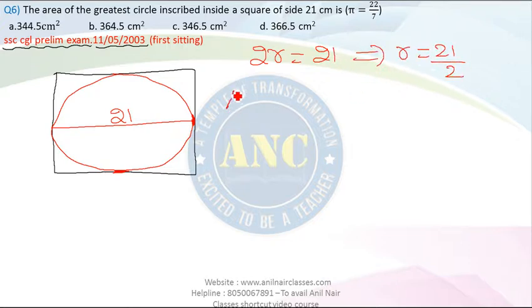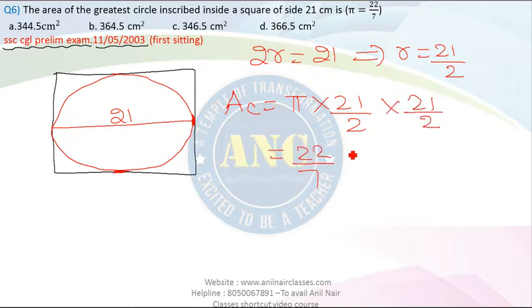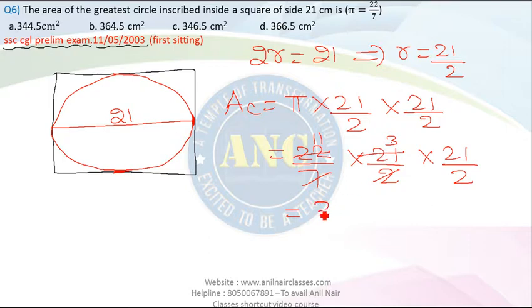Now area of circle is what they are asking. That is nothing but pi r square. Pi into 21 by 2 into 21 by 2. So this is 22 by 7 into 21 by 2 into 21 by 2. 2 into 1, 2 into 11. 7 into 1, 7 into 3. That means your final answer should be 11 into 3 is 33 multiplied by 21.